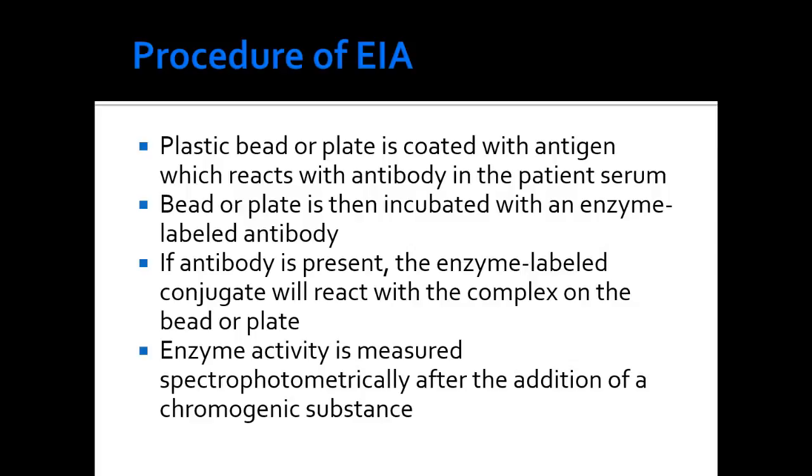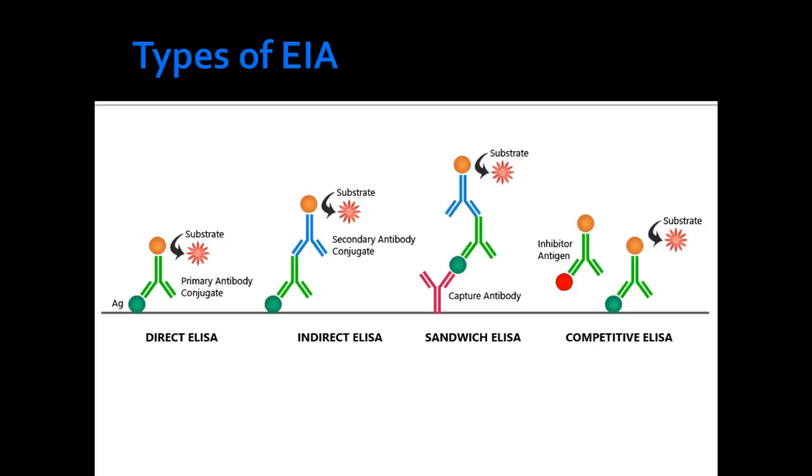A plastic bead or plate is coated with an antigen that reacts with antibody in the patient's serum. The bead or plate is then incubated with an enzyme-labeled antibody, and if the antibody is present, the enzyme-labeled conjugate will react with the complex on the bead. Enzyme activity is then measured. We're going to do an HIV simulator test later on for that, and it actually uses the beads. It's kind of neat.